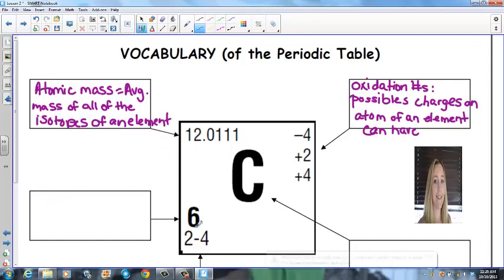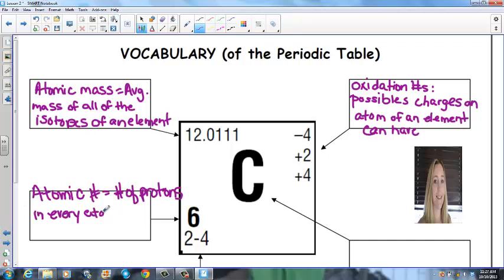Okay, the next thing here is this number 6, which is the atomic number. It tells us where it is on the periodic table. Everything is in order by atomic number. And this is equal to the number of protons in every atom of that element.